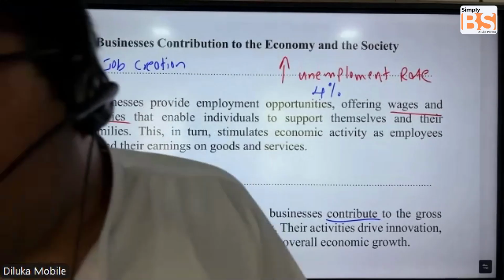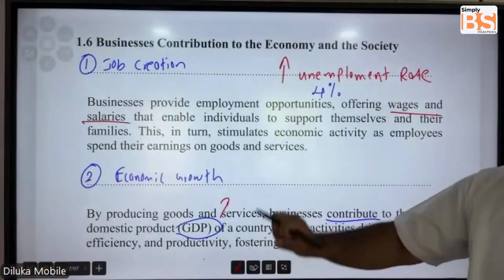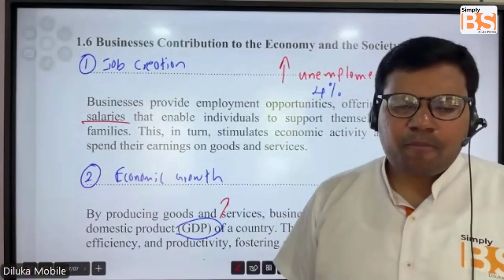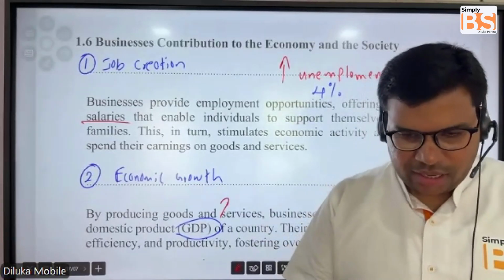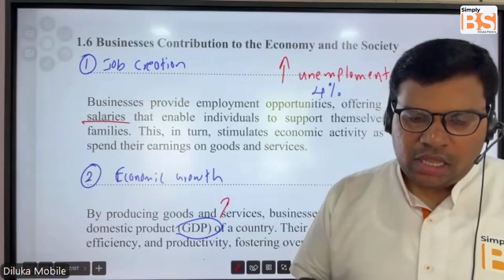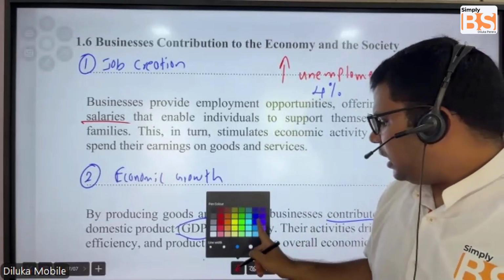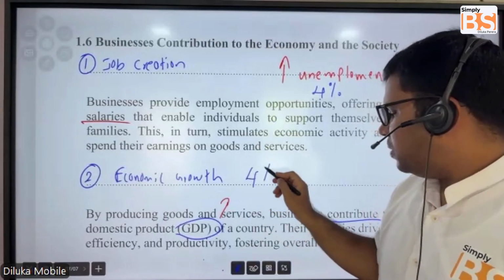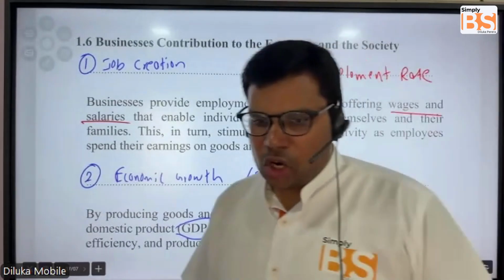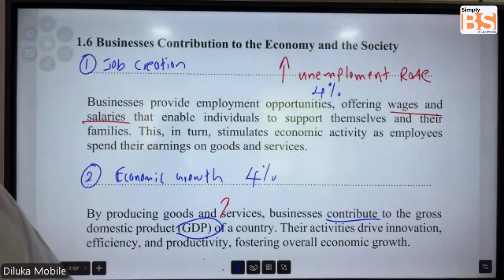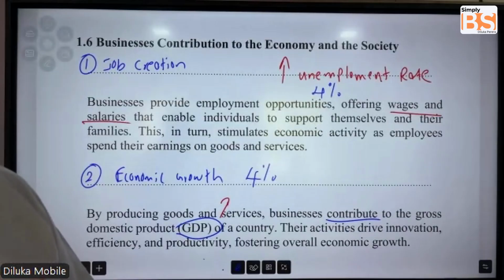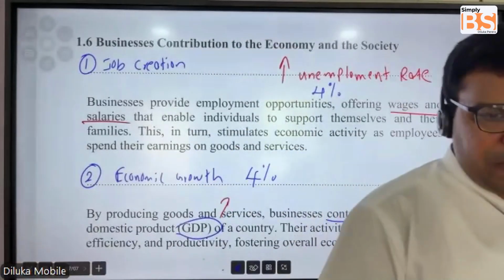through economic growth, we are trying to increase the growth of the economy. Currently our economic growth rate is around 4%, if I'm not mistaken. Let me just check it once again. Right. So our economic growth rate is around 4%, right?